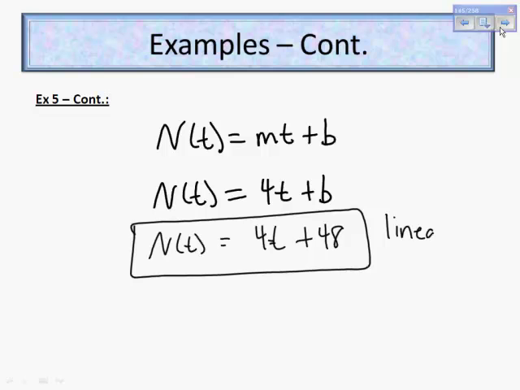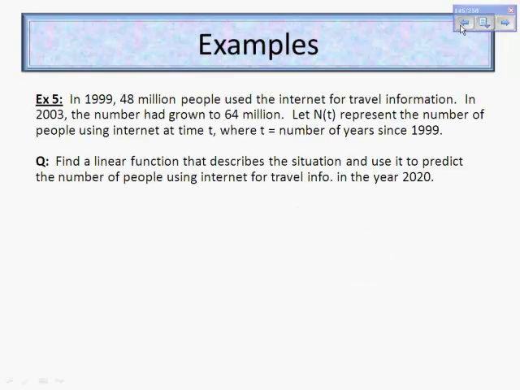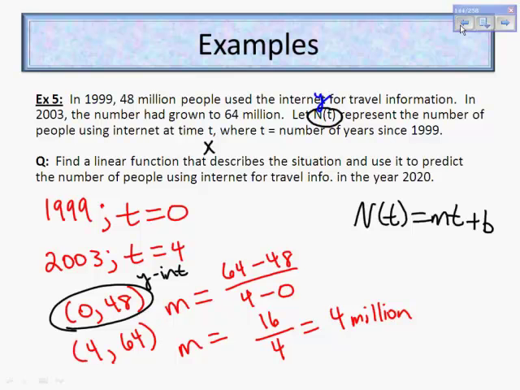That's the first thing that they asked me to do, is to find that linear function. So we found that linear function as a function of time. And then the question down there says find a linear function, which we did. And it says use that linear function to predict the number of people that are using the internet for travel info in the year 2020. Now remember that for us, our time is always since 1999. So in 2020, my value for t, if you take 2020, subtract 1999, that's going to be 21. So my value for t there is t equal to 21.